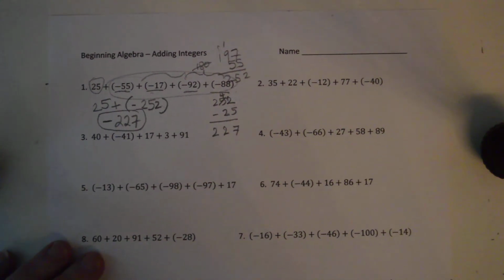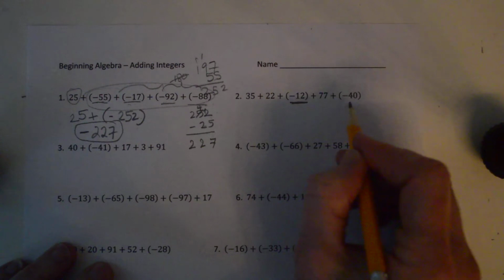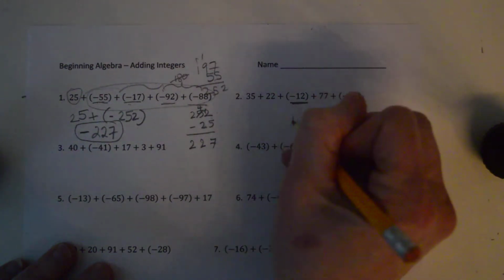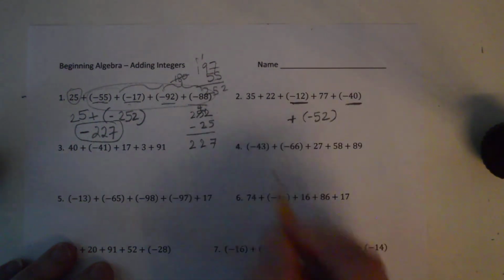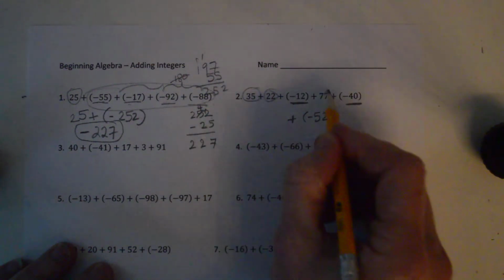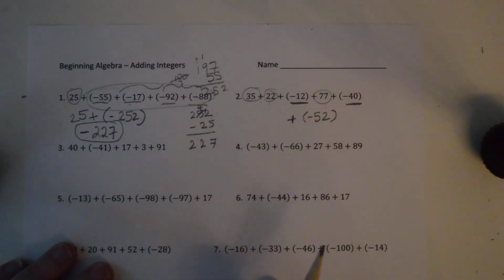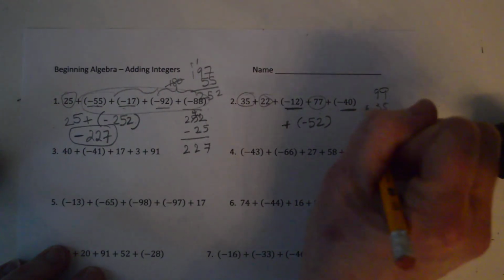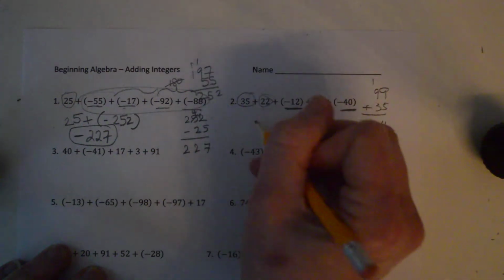All right, let's do the same thing here for number 2. I'm going to collect all the negatives. That's negative 12 and negative 40, which gives me negative 52. And I'm going to collect all the positives. So 77, 22, and 35. 77 and 22 gives me 99, and 35 gives me 134.